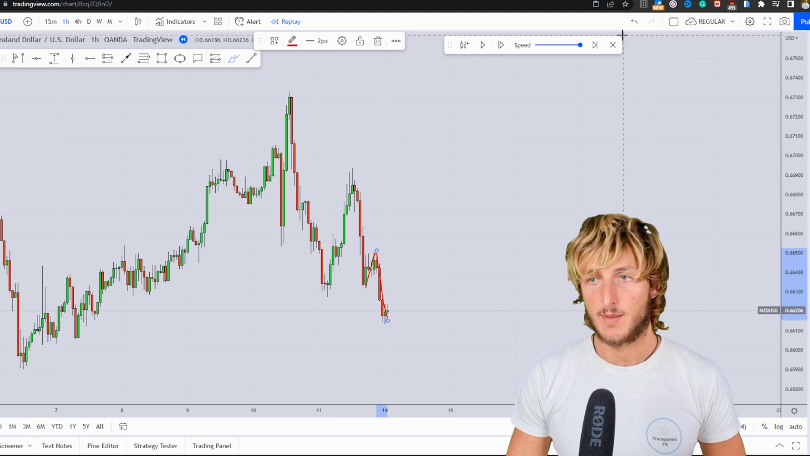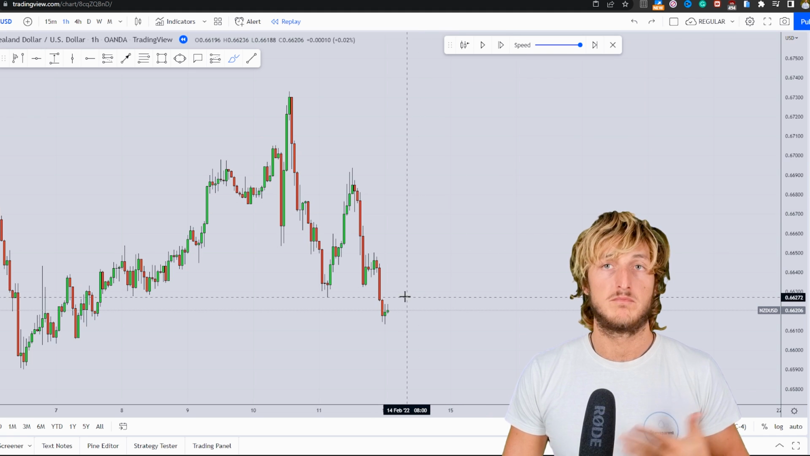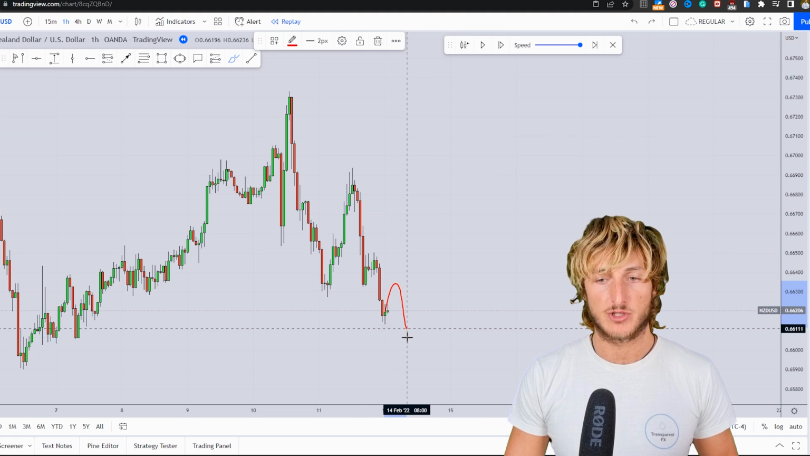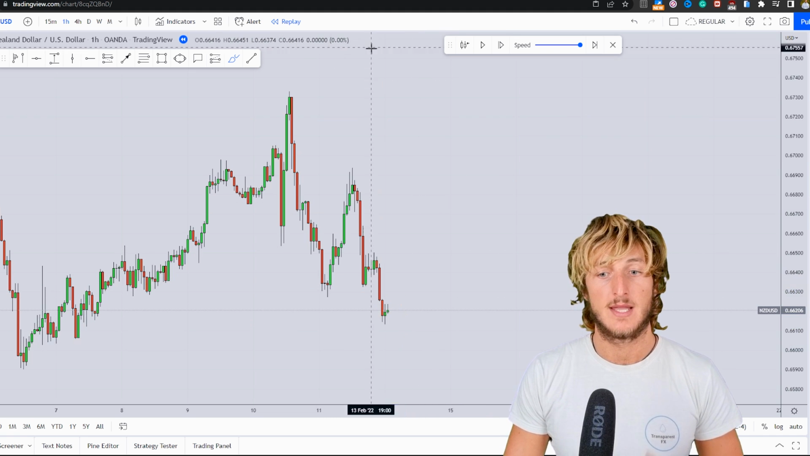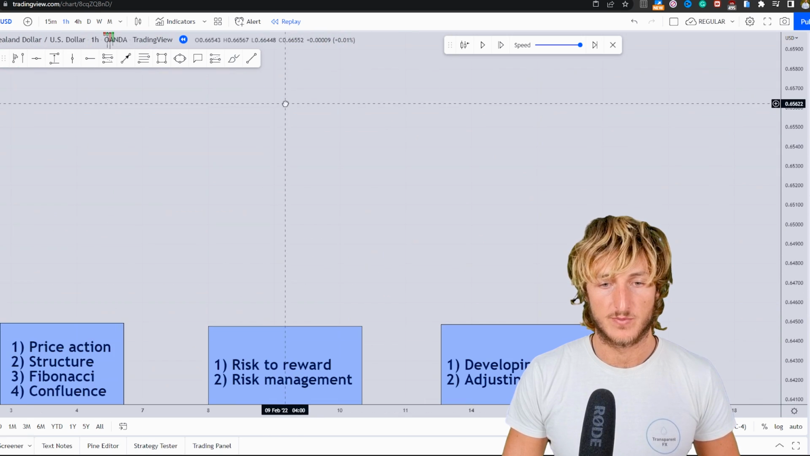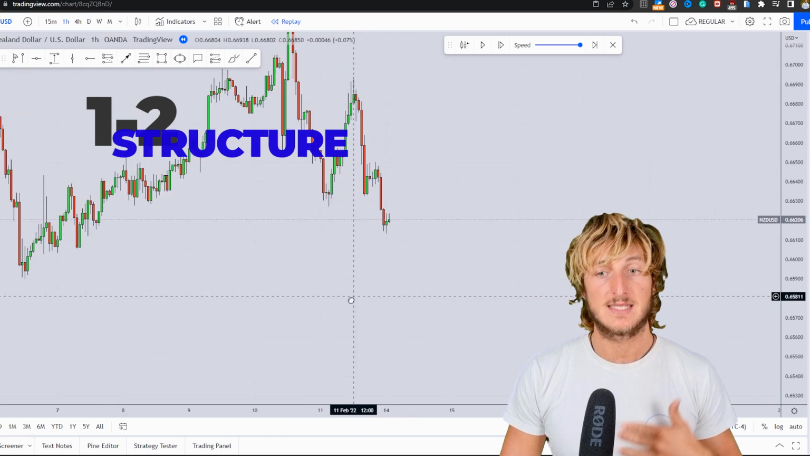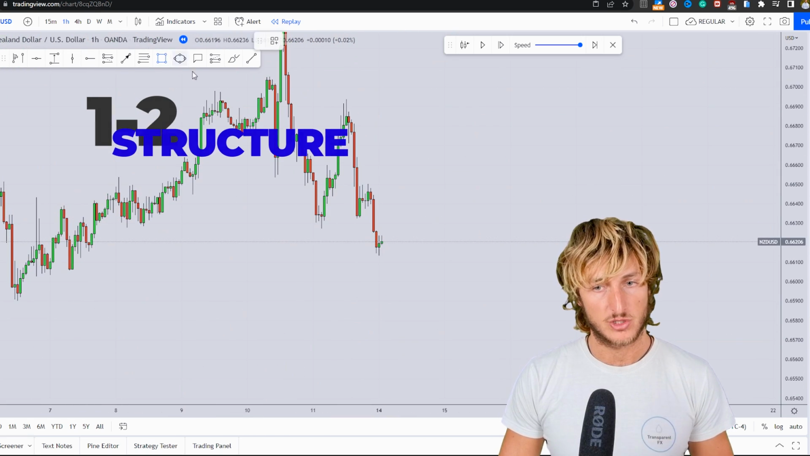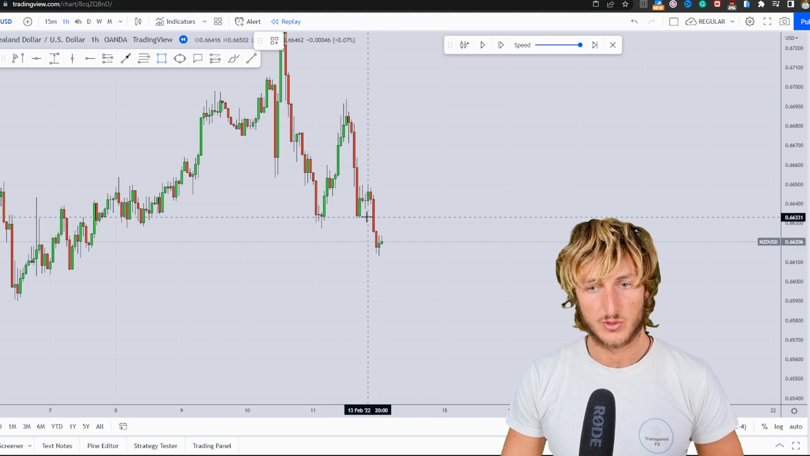Now, since we are in a bearish trend, there is a good chance that the bearish trend will continue, right? The second point of our strategy, which is structure. Let's identify the structure. The structure in this case is this previous support turned resistance.